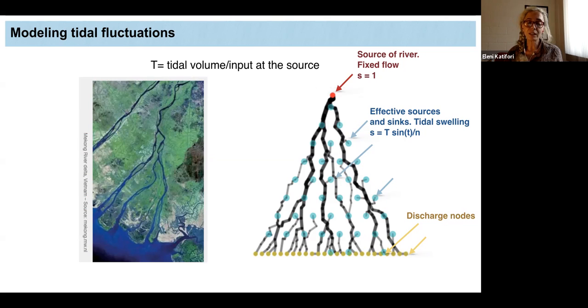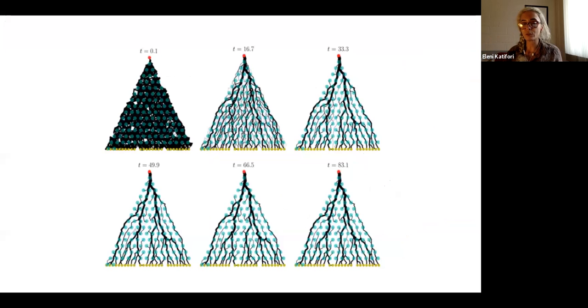So instead of actually modeling the whole dynamics of how the pressure-driven tidal wave comes in the river, we thought we'll do something very much simpler. We're going to put effective sources and sinks in the network, right? So you see the blue nodes are effective sources and sinks, which are going to create the effective pooling of water, or the effective local decrease of the water, right? They're going to effectively create the fluctuations that we're looking for.